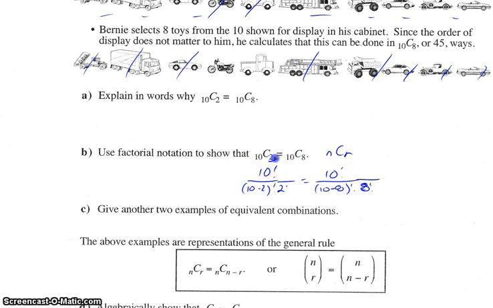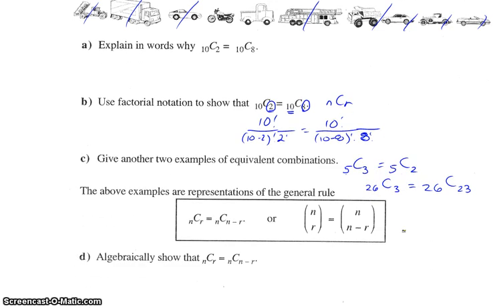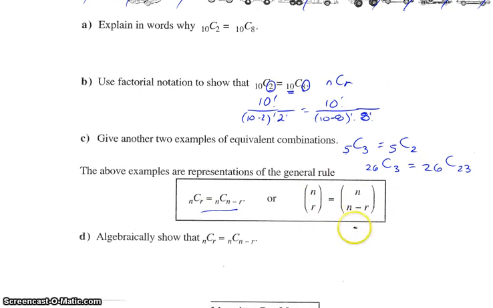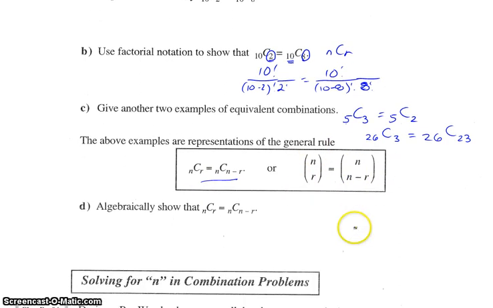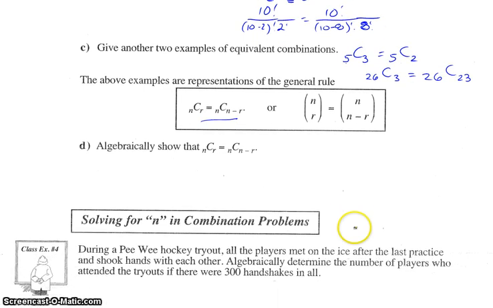As long as these 2 numbers add up to this number, those combinations will be equivalent. So I could go 5 choose 3 equals 5 choose 2. Or let's say 26 choose 3 should equal 26 choose 23, 26 minus 3. There we go, you could choose anything there. So then they kind of demonstrate that here, that those are equal. Remember this other notation way to write combinations. And algebraically, yes, we could show that as well, but we're going to skip that for now.